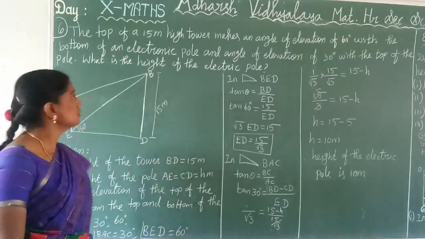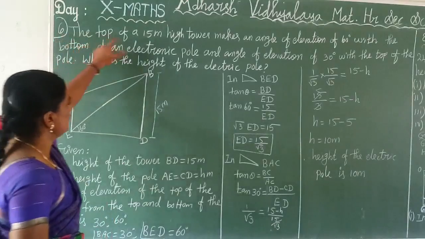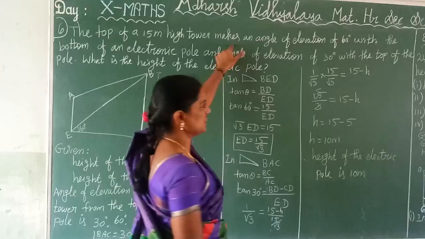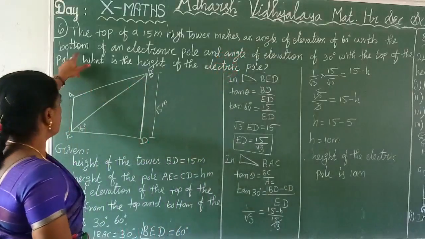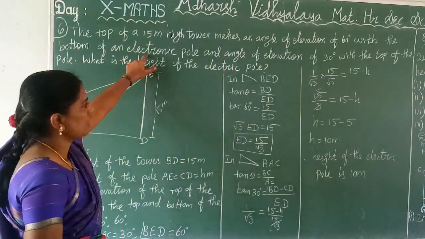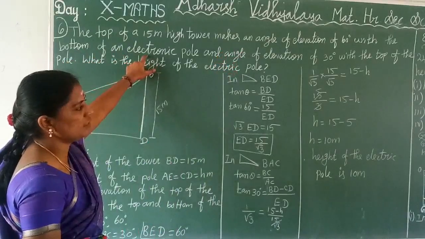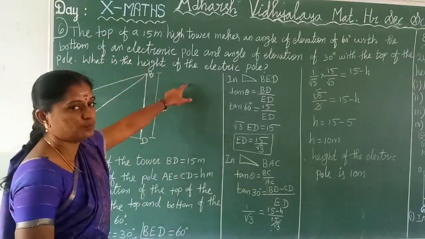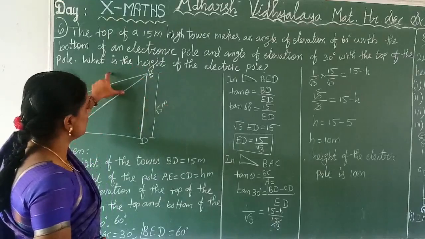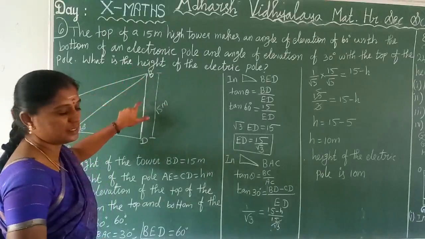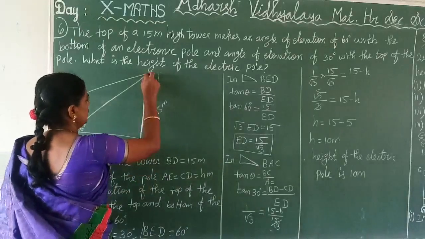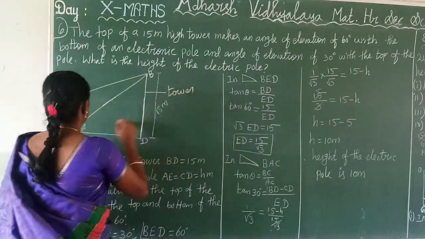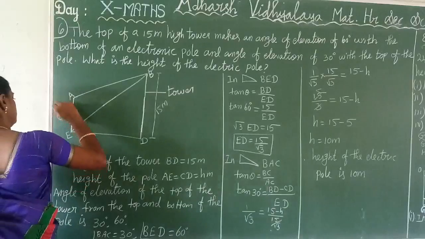Now we see the sixth one. The top of a 15 meter high tower makes an angle of elevation of 60 degrees with the bottom of an electric pole and an angle of elevation of 30 degrees with the top of the pole. What is the height of the electric pole? So first you consider one electric pole and a tower. First you draw that tower. This one is the tower.